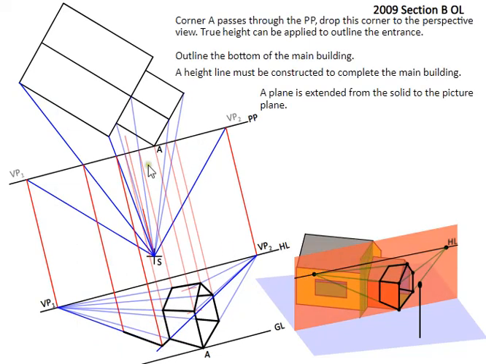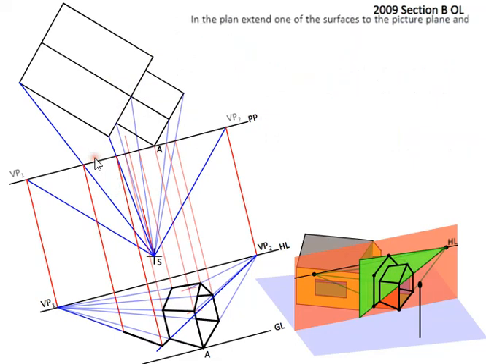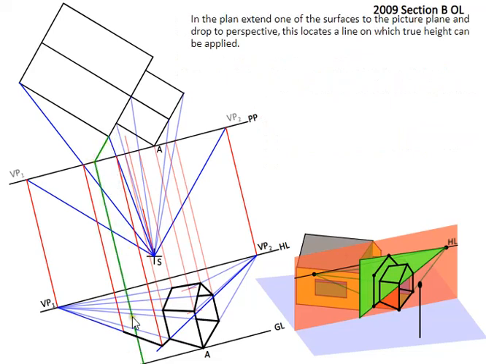Now we need to take a height line for this, because we've no actual height for this. So to take a height line for here, we can take a slice down this way, or we could take a slice down through the center. So in this case here, we'll take a slice down through here to help us. So this green line is our height line brought down.